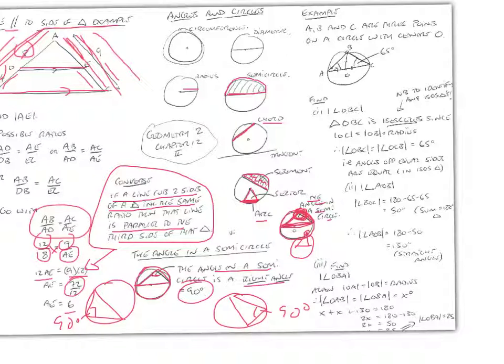So let's look at an example. A, B, and C are 3 points on a circle with center O. So there is our triangle ABC. Now a center O, and this angle is 65, and this angle is X. And we're asked to find the angle OBC. We're asked to find that angle in there.